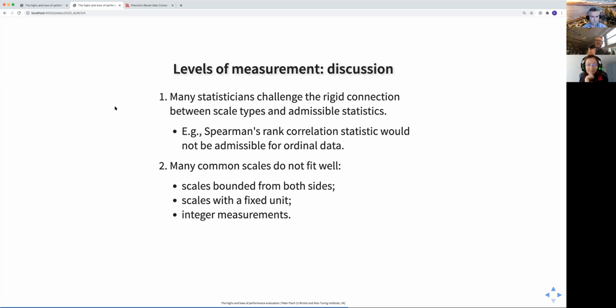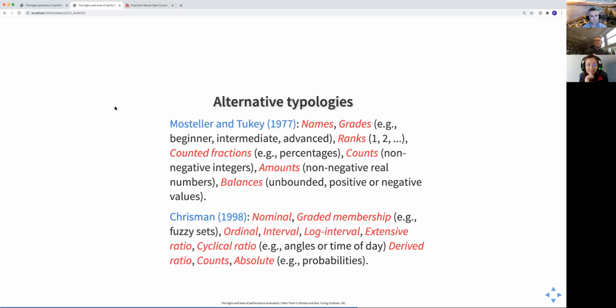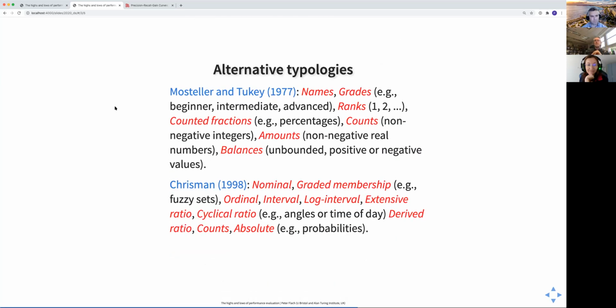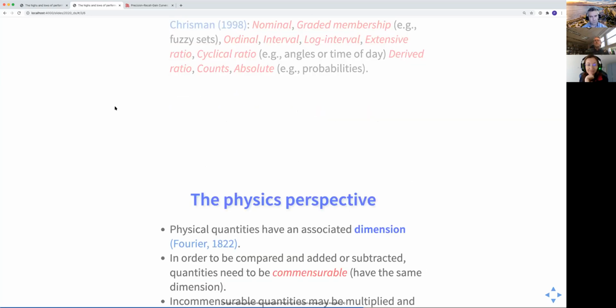We have things like integer measurements. So all these things abound in machine learning, and they don't really sit comfortably in this kind of levels of measurement perspective. So there are a number of alternative proposals, but they are still very much under discussion. So that's one thing that I looked at and thought, well, there are some good ideas here, but it's not really what we need in machine learning.